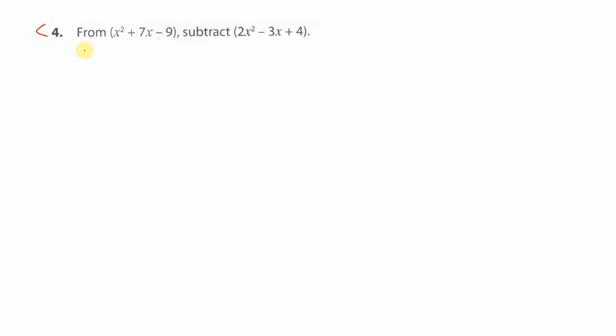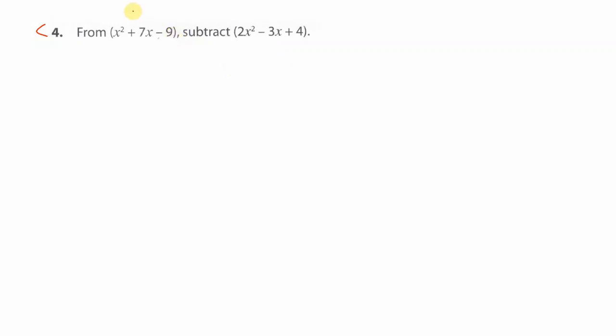Finally, let's have a look at number 4. We have to now from x squared plus 7x minus 9 subtract 2x squared minus 3x plus 4. It's slightly different than number 3. So again, let's just make it simple. Let's do something we know.